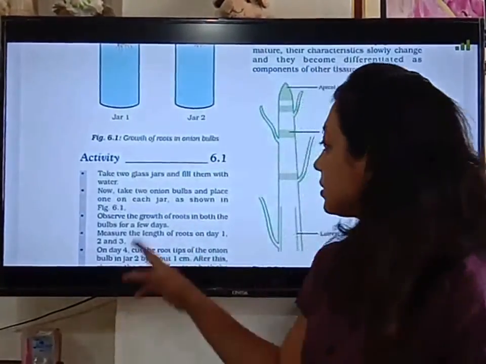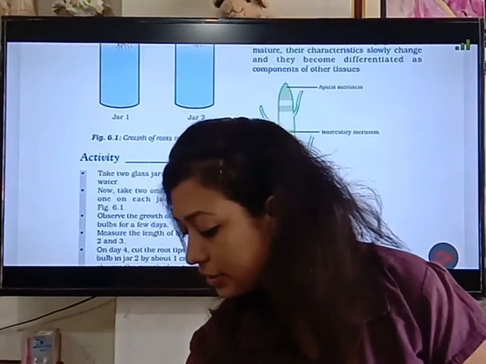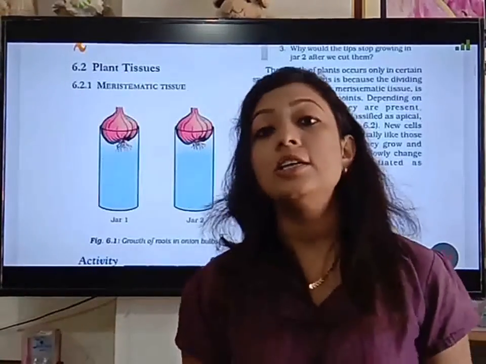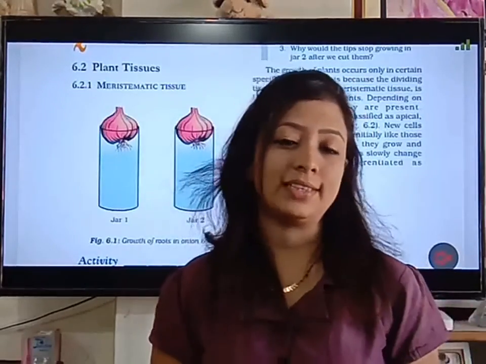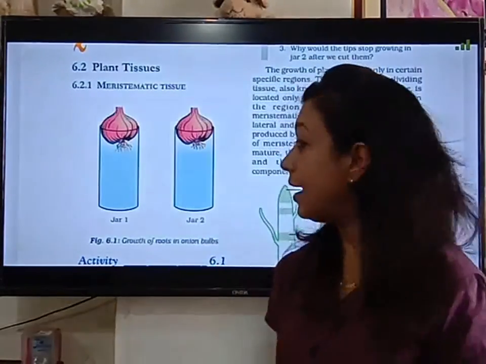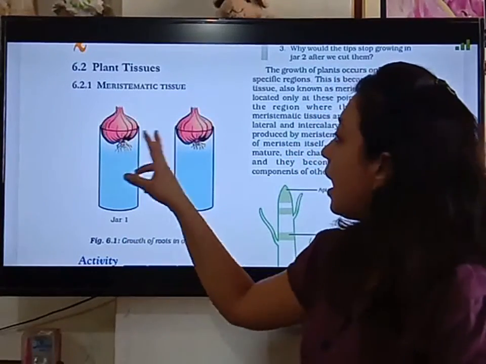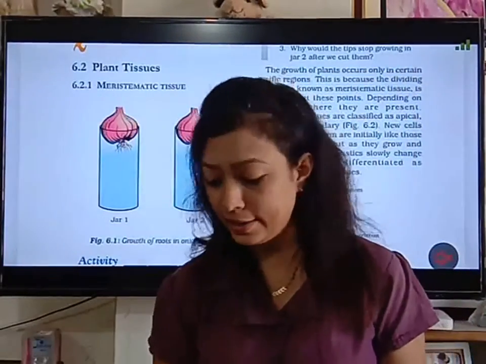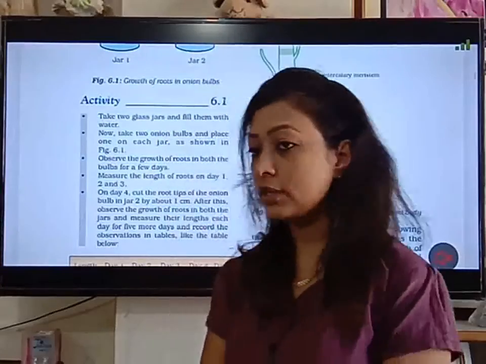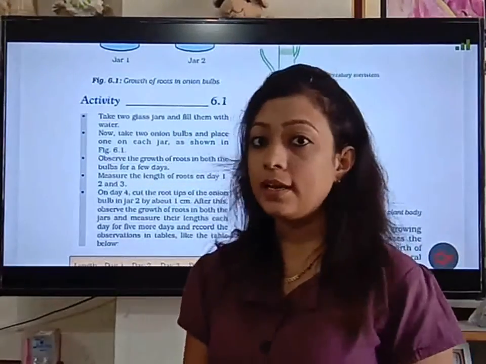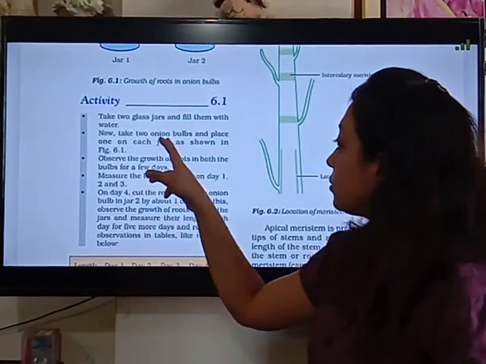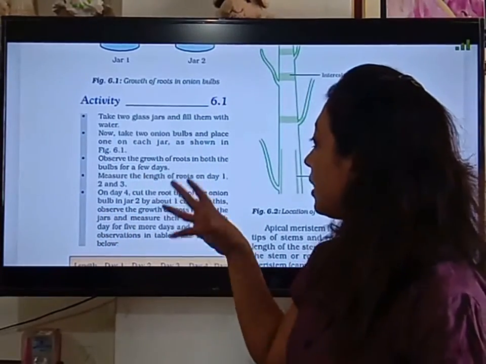So today we are going to discuss activity 6.1. There children, you will come to know where actually these meristematic tissues are located. For this you require 2 glass jars and 2 onions. So let us see what is given in the activity children. You have to take 2 glass jars and fill them with water as shown in the figure. Now take 2 onion bulbs and place them on the jars as shown in the figure.